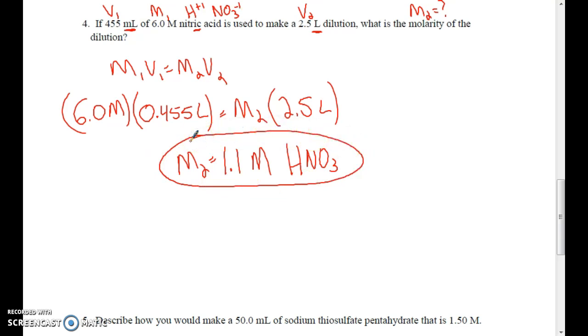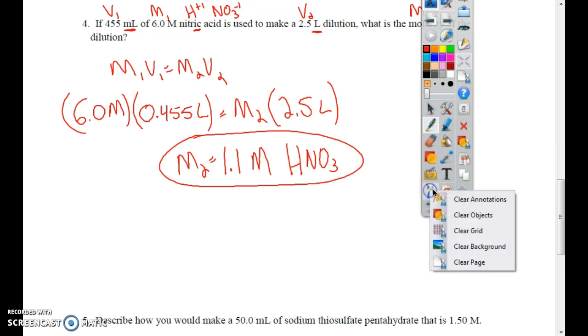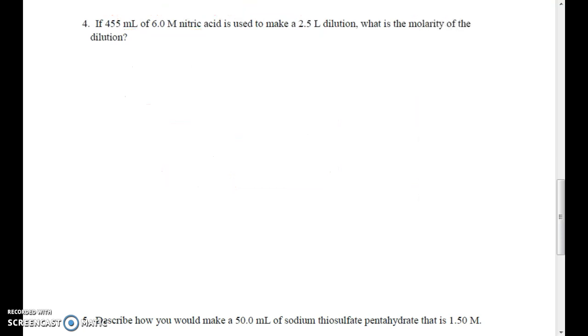Now that is the short way in doing it. And like I said, that works out nice and neat. If you wanted to know why it works out like that, what you would do in a problem like this is, you know you have 6 molar solution and 455 milliliters of it. So I'm going to write out the 6 molar, but I'm going to write it as moles per liter. I'm going to multiply it by that volume, making it into liters. So the liters will cancel out.